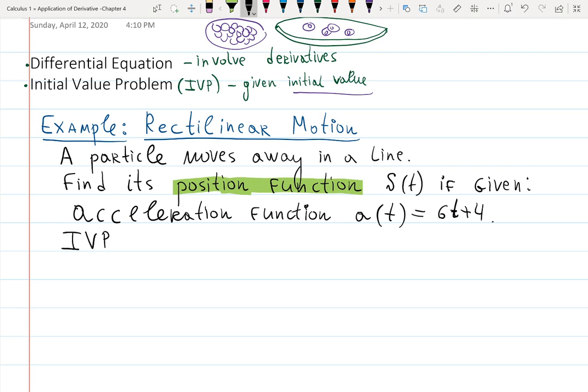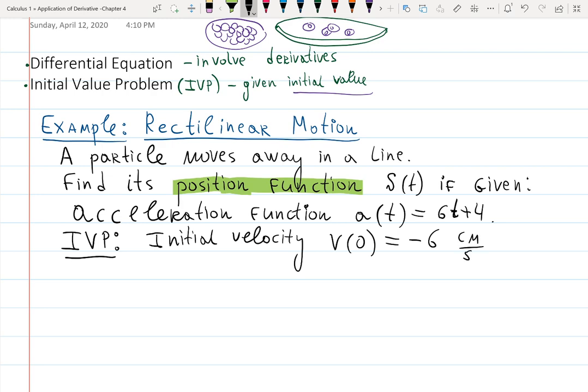Initial value problem, or I would even say initial value, it's fine. Initial value problem gives you initial velocity. That means at some point I recorded that velocity at time 0 was -6 centimeters per second, if you want to have units.